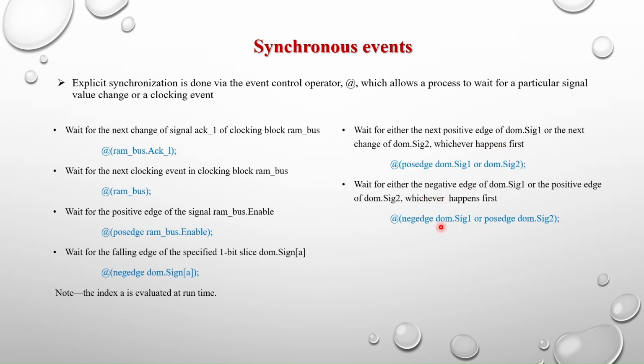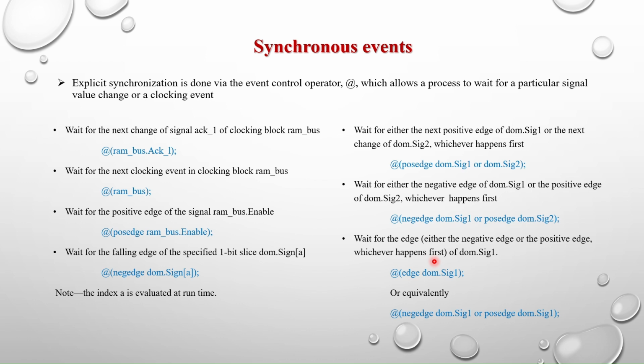And wait for either the negative edge of sig1 or the positive edge of the other signal. Here also I'm using the OR operator, waiting for either signal. Whichever happens first, according to that the change will happen. And wait for the edge: here you can see @edge dom.sig1. I'm using the keyword edge here. Edge means it can take positive edge also, negative edge also. So this is equivalent to @(negedge dom.sig1 or posedge dom.sig1). I'm waiting for the negative edge of signal 1 or the positive edge of signal 1, whichever happens first.